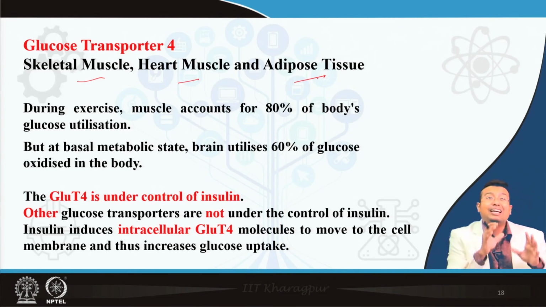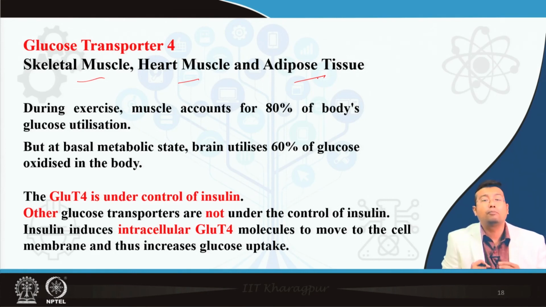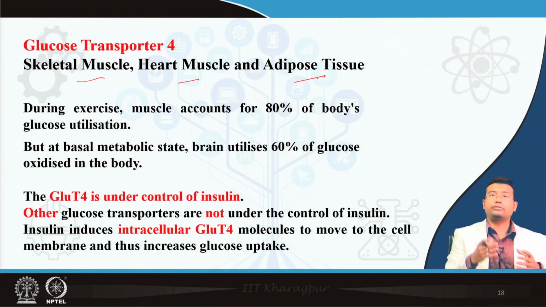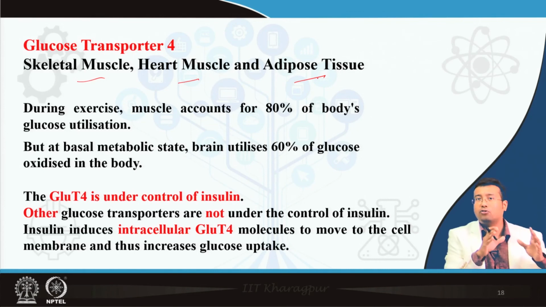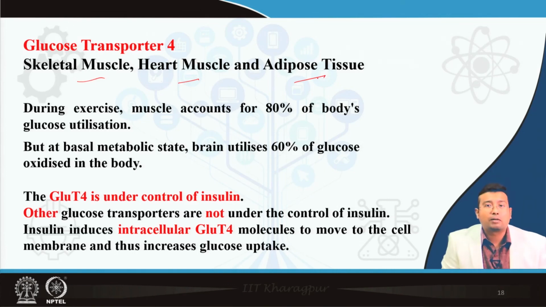Very important, because during exercise, muscle actually accounts for 80% of total body's glucose utilization. You must have seen, if you have been to any aerobic exercise or gym or any yoga class or any hard work training center, for example, energy drinks are provided that have got a lot of ready glucose, because we need more and more glucose in muscle to increase those reps, so that we can build our muscle, right. But at basal metabolic rate, brain utilizes 60% of glucose.